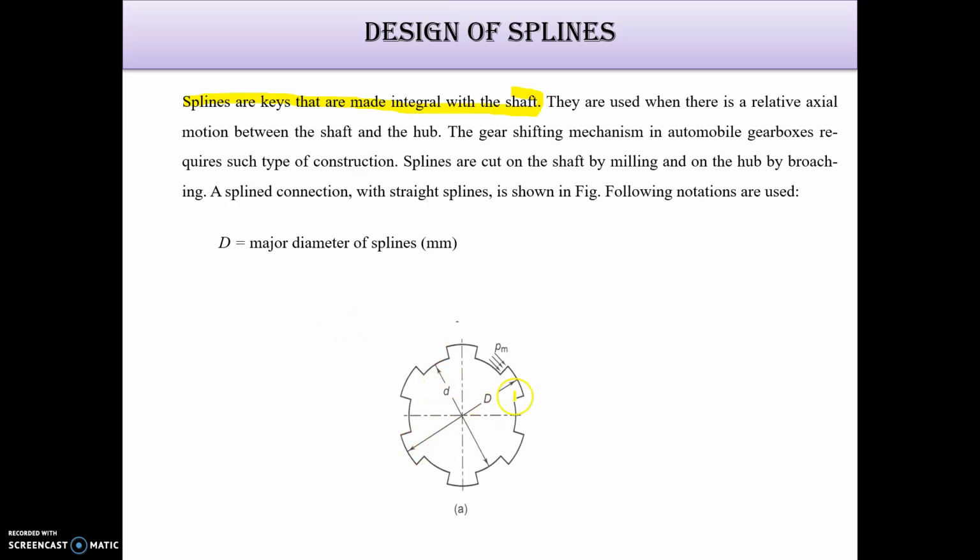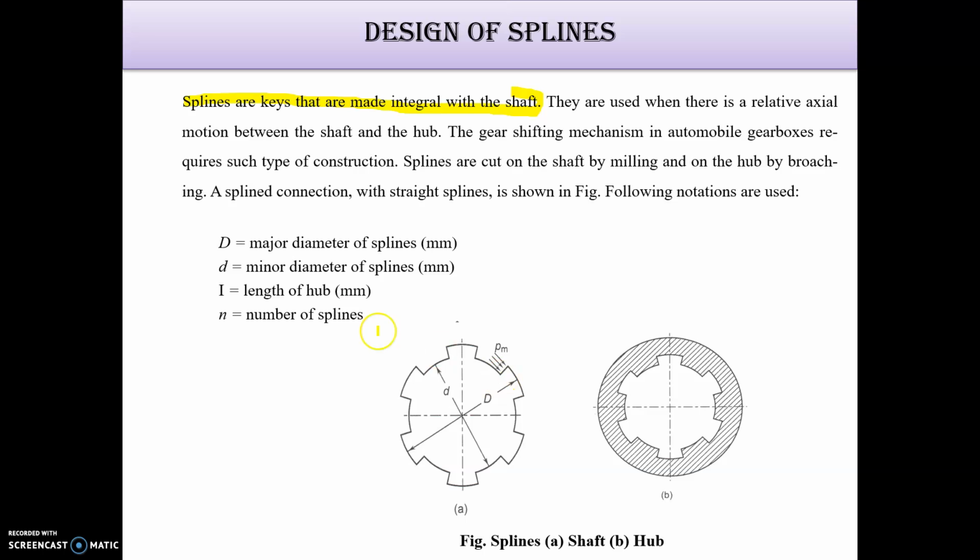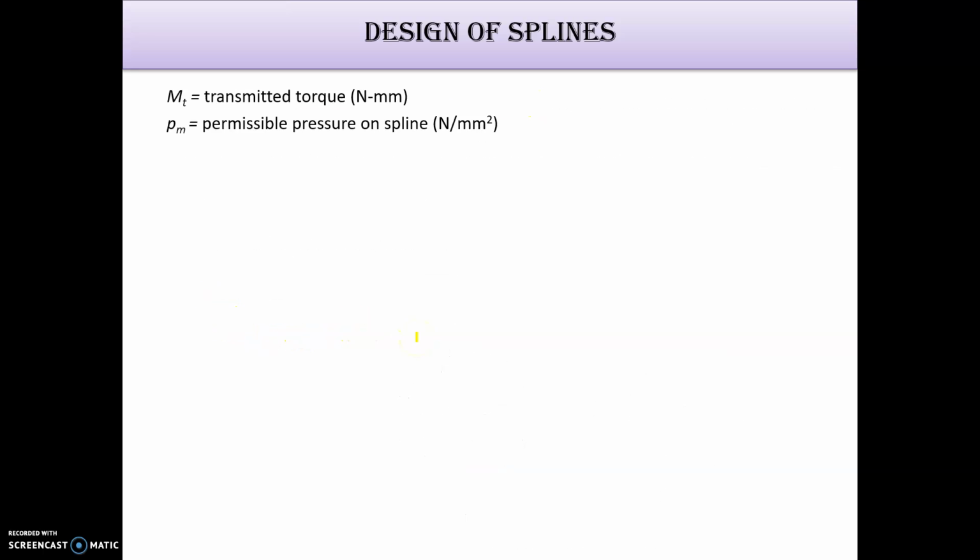So capital D is the major diameter, small d is the shaft diameter, and this is the pressure which is acting on it, and this is the hub where it is going to shift. This spline shaft is used in many applications, in lathe machines, in gear shifting. Small d is the minor diameter, as I told you, the shaft diameter also. L is the length of the hub, and N is the number of splines.